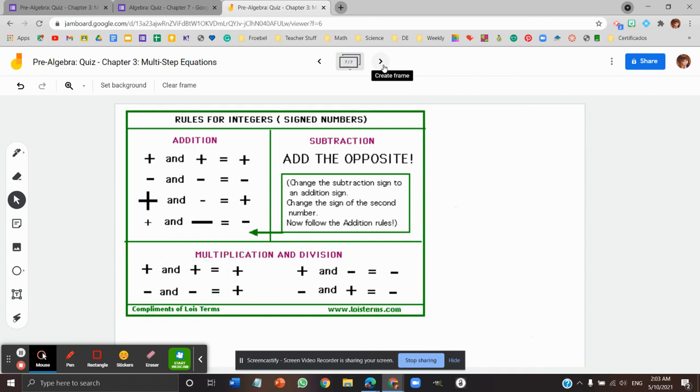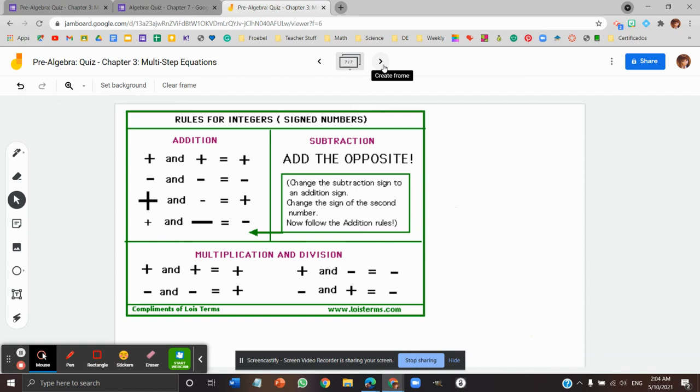If you're adding or subtracting, specifically, if you are subtracting, you can always change that subtraction to an addition by just keeping the same number as it is, changing the subtraction to an addition, and changing the sign of the second number. Once you have that addition, then you can follow the addition rules. If they're both positive, my answer is going to be positive. If they're both negative, my answer is going to be negative. If they are different, then I don't add, right? I subtract. And that difference between those is going to be my answer.